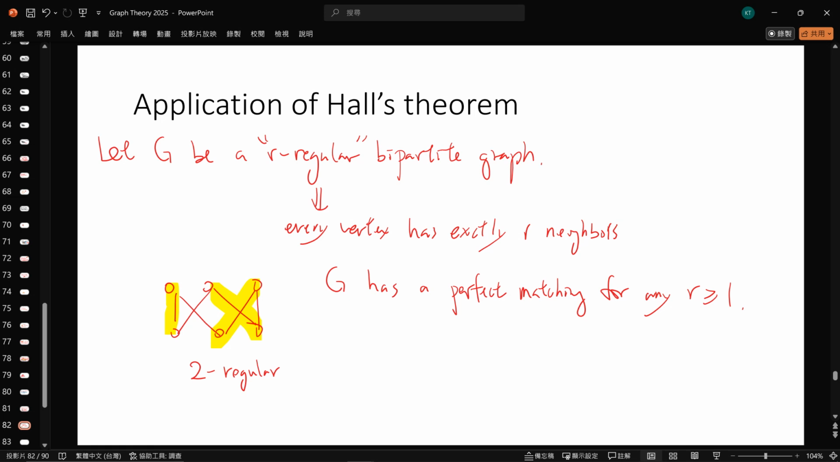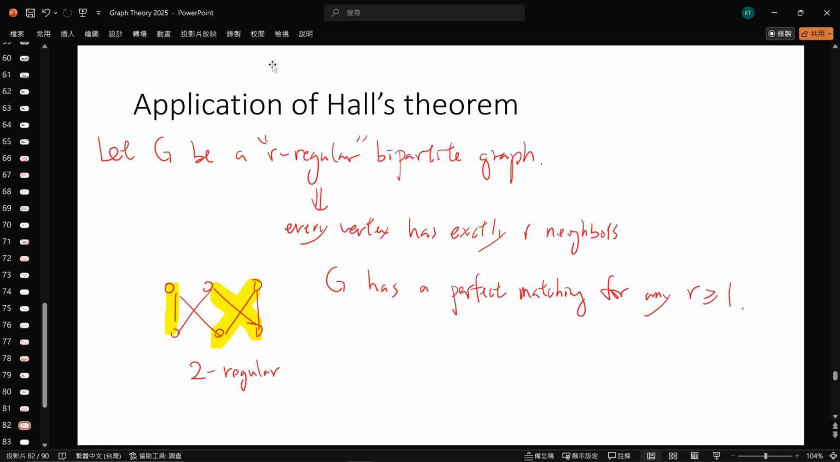Actually there are many different ways to draw our regular graphs. Yeah, so this is a nice result, and we're going to use Hall's theorem to prove that we can always have a perfect matching. And recall that for a bipartite graph to have a perfect matching, the set X and the set Y have to have the same size. Otherwise, if one of them is smaller, then we cannot have a perfect matching.